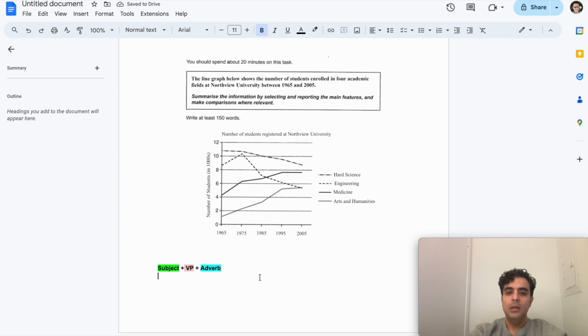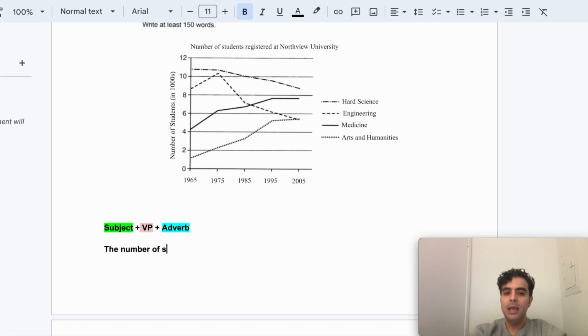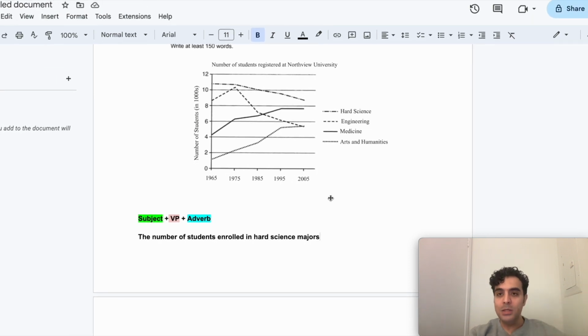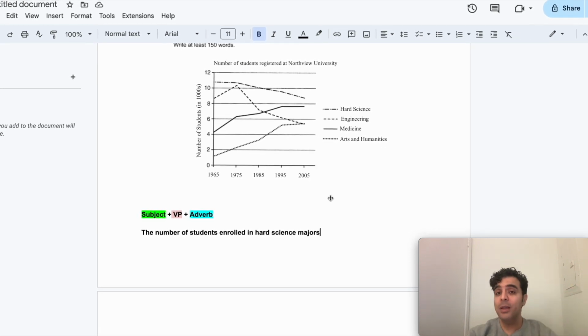Okay, so let's do this step by step. The subject, it's the number of students. Remember the NP core, we previously identified it. And so we're going to say the number of students. Now, is it any students? No, it's students enrolled in hard science majors. So I'm going to say enrolled in hard science majors. So sometimes you need to specify the NP. We're not referring to the number of students. We're referring to the number of students in one category. So you have to specify that category.